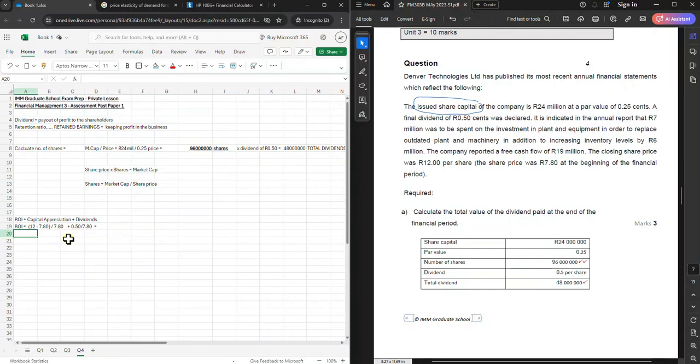Okay, so ROI is 12 minus 7.8, divided by 7.8, plus 0.50 divided by 7.8. Okay, next line.